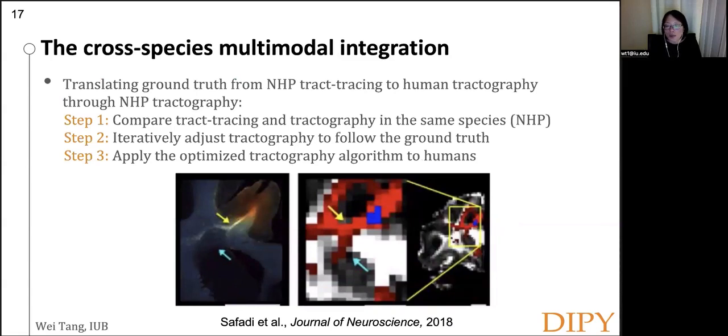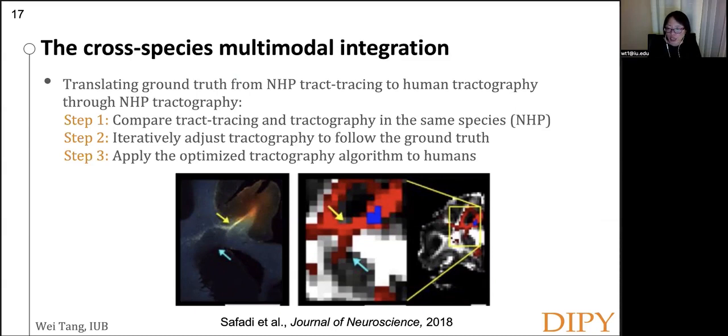Now, coming back to the question about how our knowledge from animal studies can help understand the human brain. The information provided by track tracing is based on direct measurement of the fiber pathways. It can be treated as the ground truth. And non-human primates are the closest relatives to humans among experimental animals. Therefore, under the assumption of homology, we've already gained a lot of insights from decades of track tracing studies.